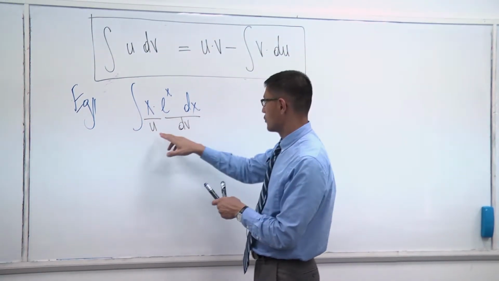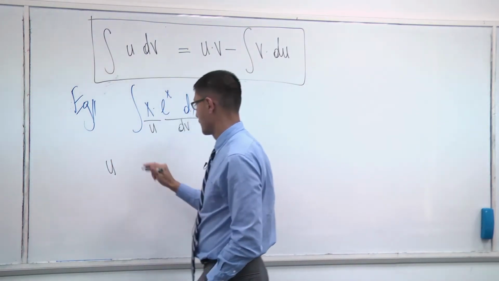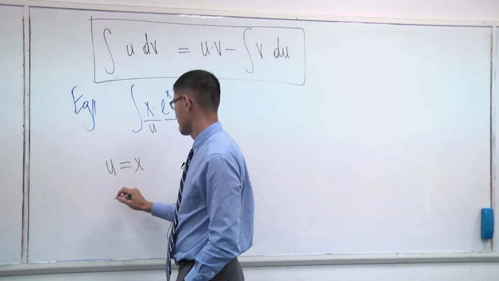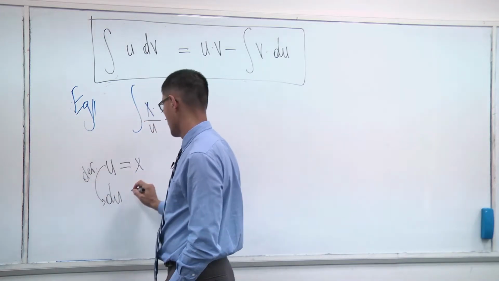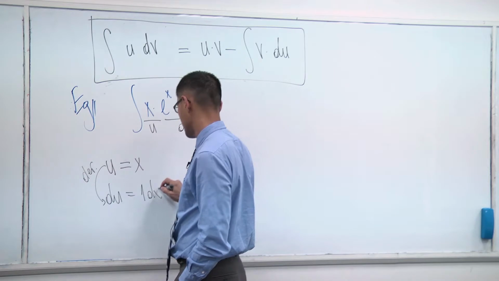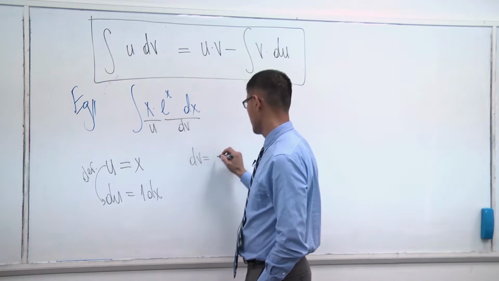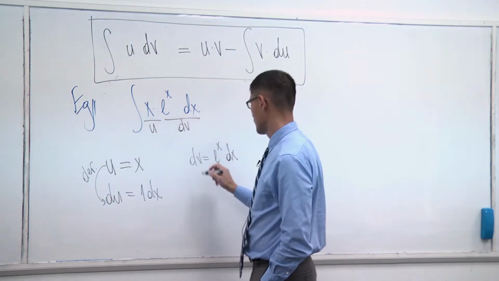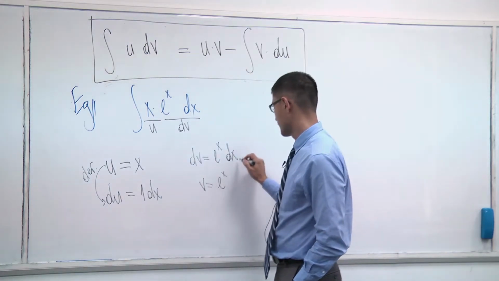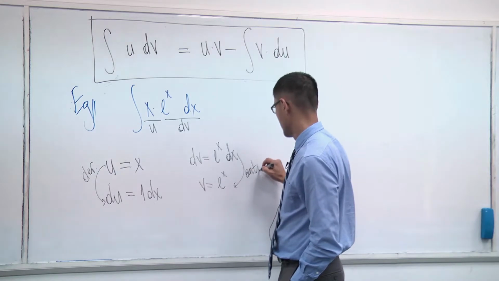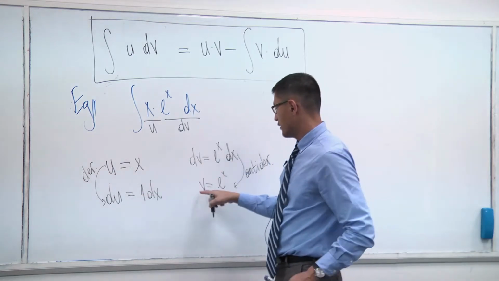Now, using u and dv, we need to calculate the remaining parts of the formula. If u equals x, then du, which means derivative, would be equal to 1 dx. And then we decided dv is e to the x dx. Taking the antiderivative, the antiderivative of e to the x is just e to the x, right? So here we're doing the antiderivative.